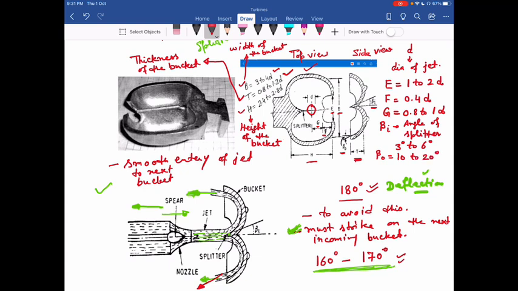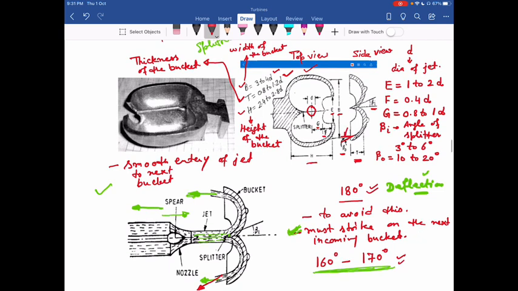Now beta O, you can draw over here. Now this is the horizontal line, and at this edge you can draw a tangent that gives you angle beta O. So this angle is beta O, and this value is 10 to 20 degrees. It varies from 10 to 20 degrees. So these are the various dimensions of the bucket.